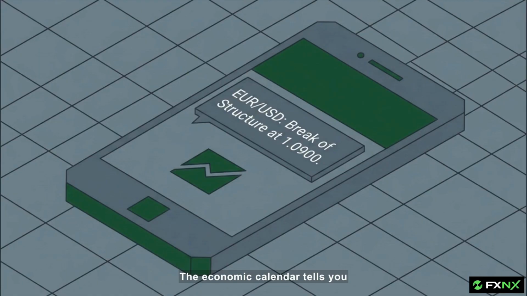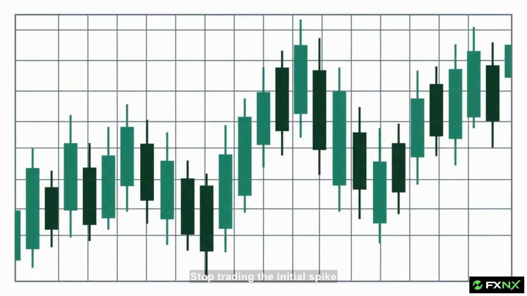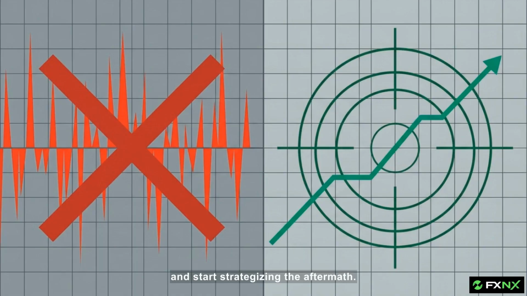The economic calendar tells you when institutional energy is going to hit the market. The chart structure dictates how you engage with it. Stop trading the initial spike and start strategizing the aftermath.